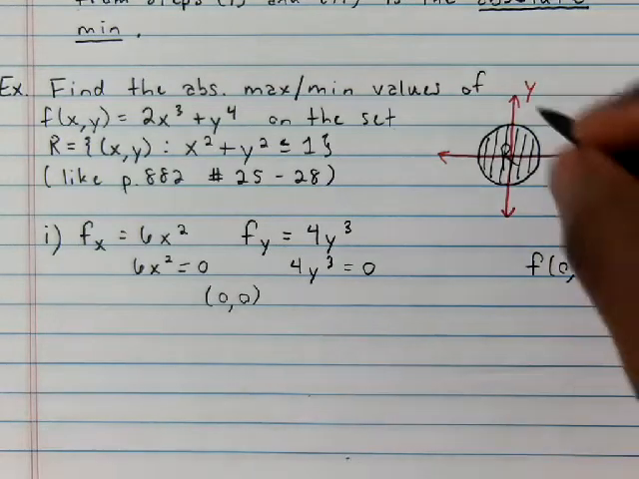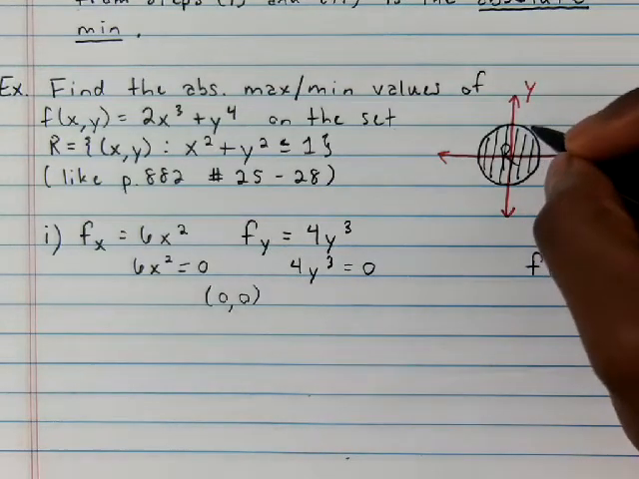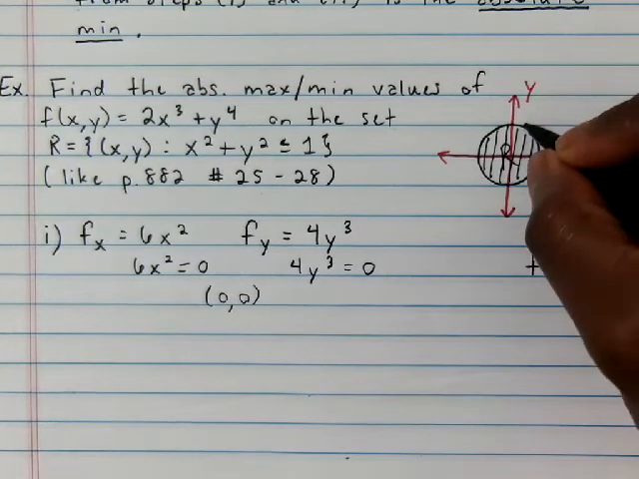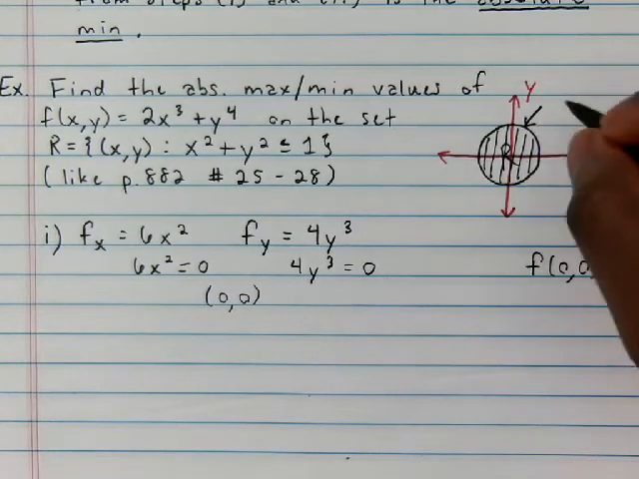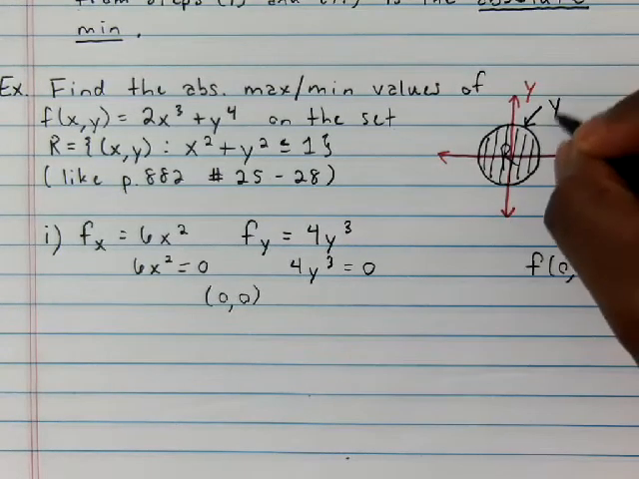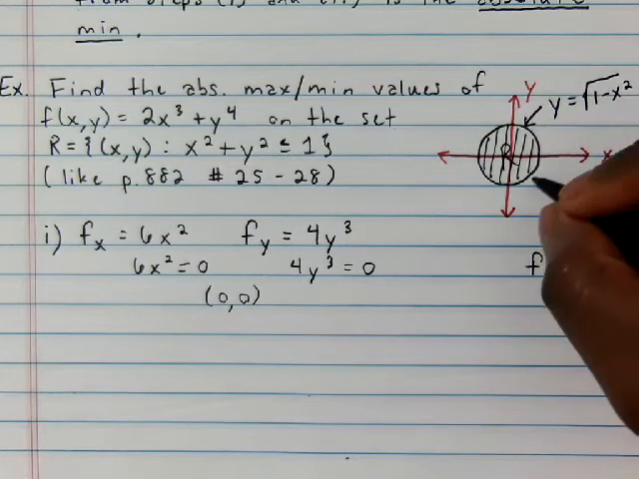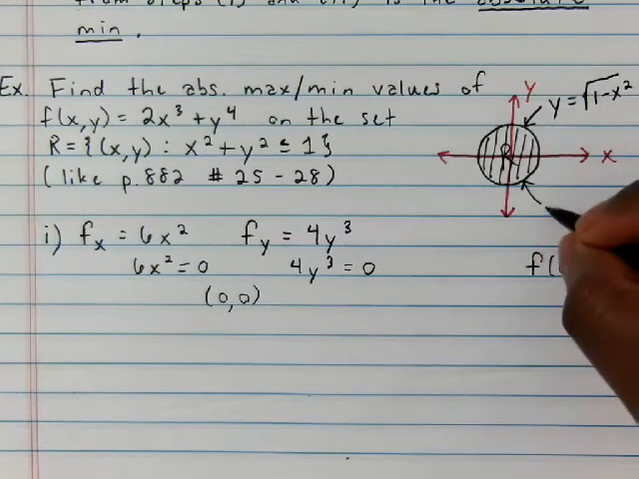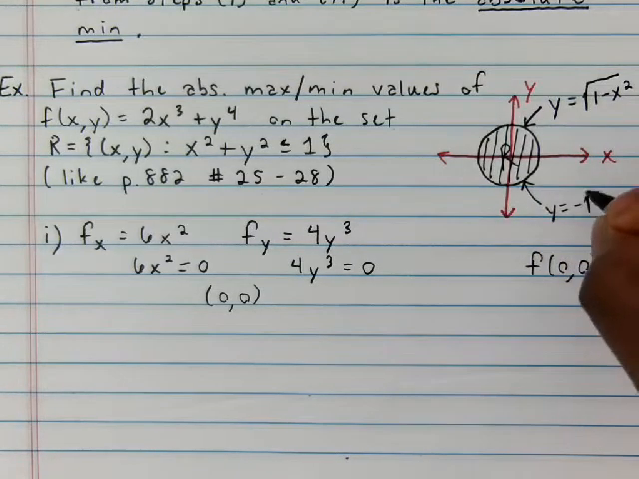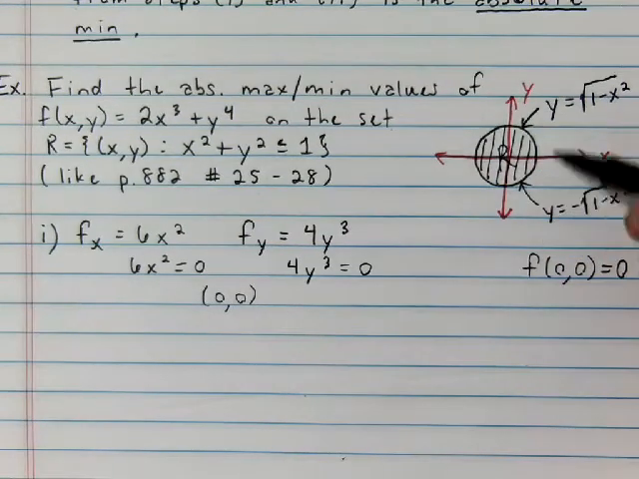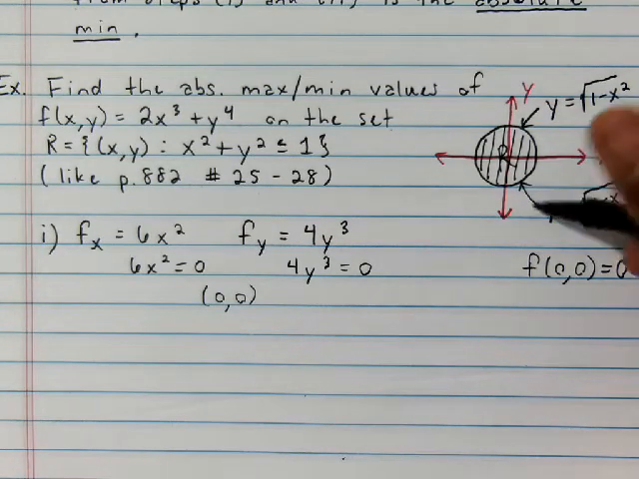Usually you end up having to break your boundary up into multiple functions. Here, the top half of the circle will be y equals the square root of 1 minus x squared, and the bottom half will be y equals negative square root of 1 minus x squared. So you would break your boundary up into as many separate functions as necessary. Here we would have 2 separate functions.